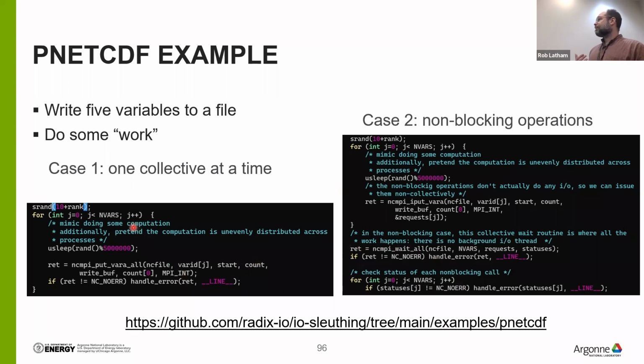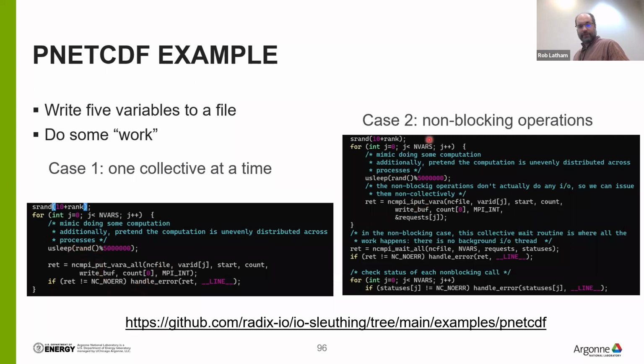I was trying to mimic what happens with a code that does a little bit of computation between each IO phase. So in this case, there's some variables. You write out 5 variables to the file. You do a little bit of work between each variable, and then you do a collective call. Now you can see here, I try to perturb that sleep a little bit. I wanted to see what would happen if you had laggard processes enter the collective.